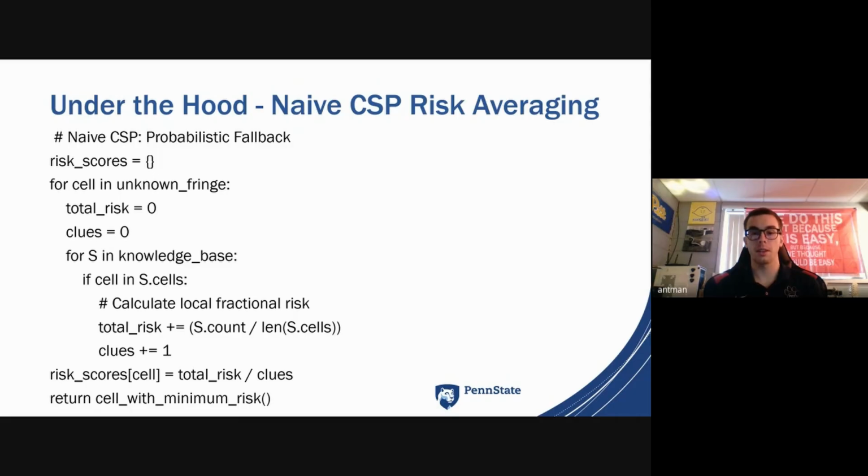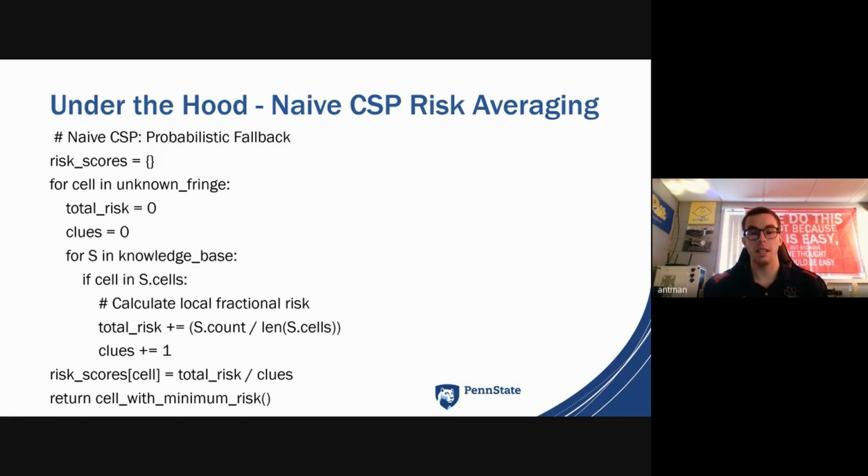For every cell currently sitting on the unknown fringe, the agent scans the knowledge base for any sentence containing that cell. It calculates a localized fractional risk by dividing the mine count by the number of variables in that specific equation. It then averages those fractions across all overlapping clues to assign a final float value to that cell, ultimately selecting the cell with the lowest average.